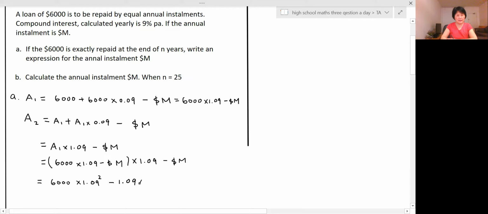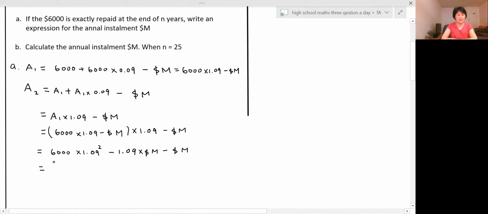1.09 times the 6,000. Then minus the, okay, continue equal to, okay, the 6,000 times the 1.09 squared. Minus, I move the $M outside. This will be 1 plus this is 1.09. Okay, so the A1 is this one.